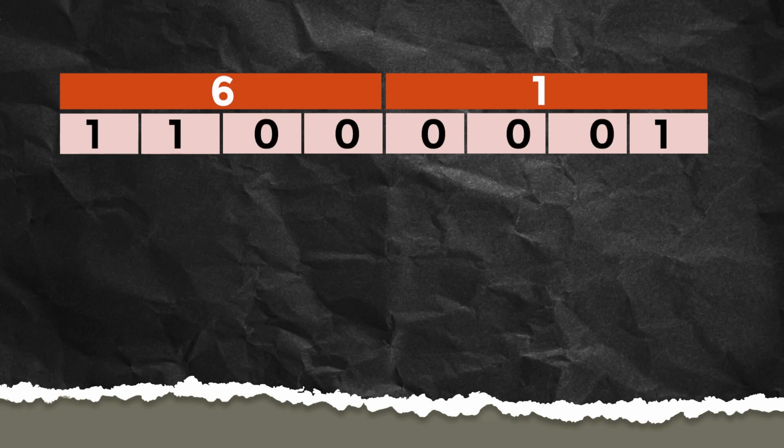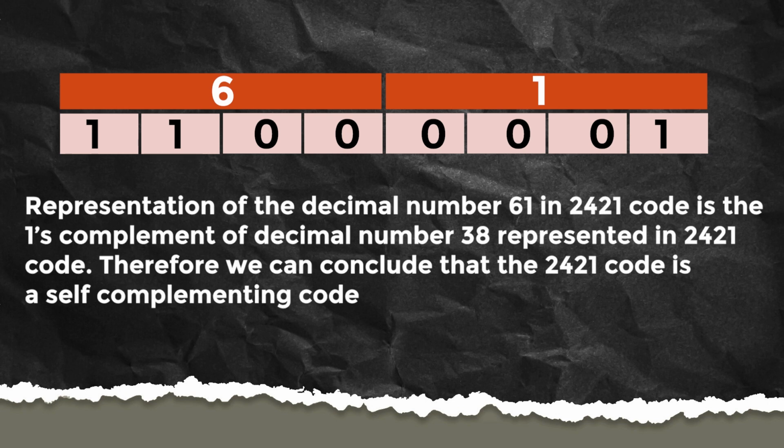Here also we have got two rows. The first row indicates the decimal number 61 and the second row indicates the representation of this decimal number in 2421 code. So we can see that the 1 is represented as 0001 and the decimal number 6 is represented as 1100. The representation of the decimal number 61 in 2421 code is the ones complement of the decimal number 38 represented in 2421 code. Therefore, we can conclude that the 2421 code is a self-complementing code.